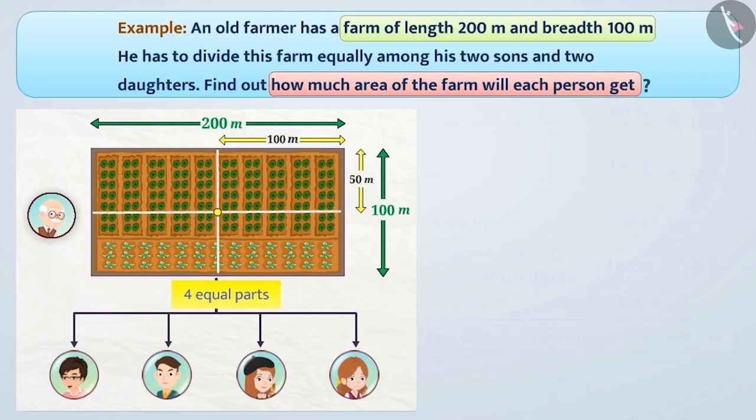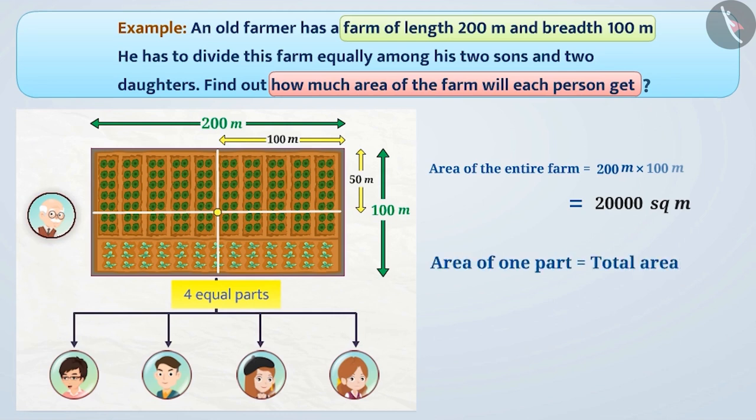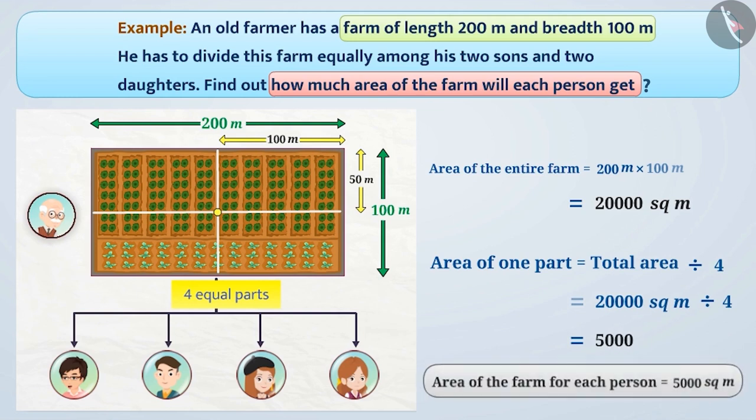Let me explain. Here, we have to find how much area will each person get. Therefore, we will find the area of the entire farm, which will be 200 meter multiplied by 100 meter is equal to 20,000 square meter. Since this area will be divided into four equal parts, the area of one part will be the total area divided by 4, that is, 20,000 square meter divided by 4 is equal to 5,000 square meter.